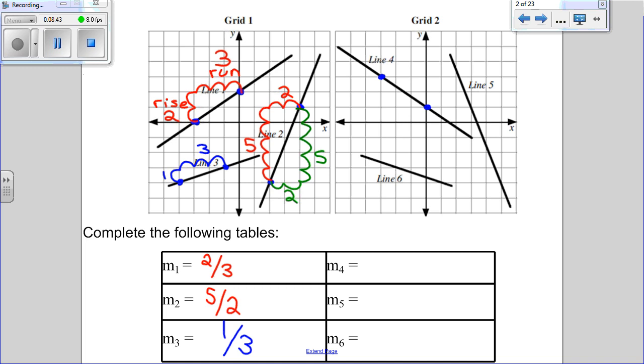This time, though, to get from left to right, which way do I have to go? I got to go down instead of up. That's when you get negatives. So if you have to go down to get to the point on the right, that's called a negative slope. So I go down 2 to the right 3. That means my slope is negative 2 over 3. Because I went down, then to the right.